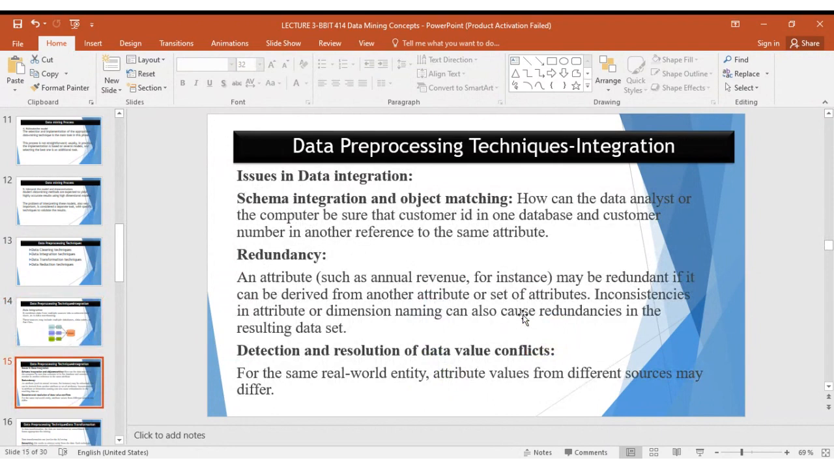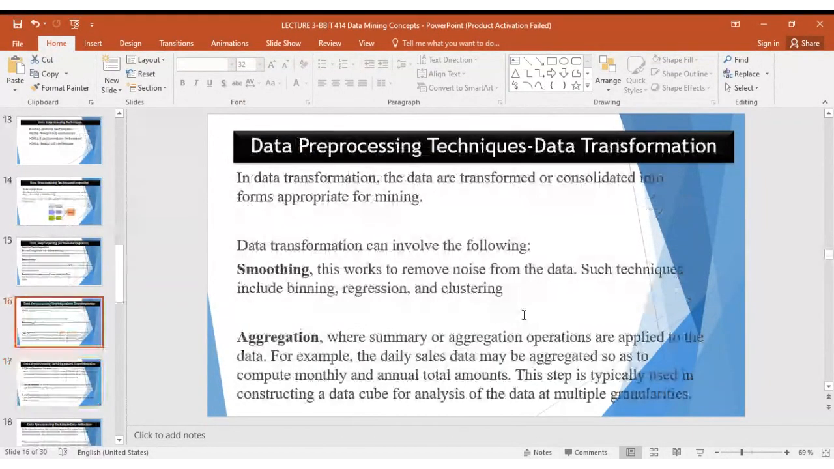Some of the things are redundancies. We may have various attributes named differently, and that can cause redundancies. Schema integration and object matching could be an issue, as well as detection and resolution of data value conflicts. Then also data transformation, whereby we transform or consolidate that data into forms appropriate for mining. Transform is just consolidating that data into appropriate forms.